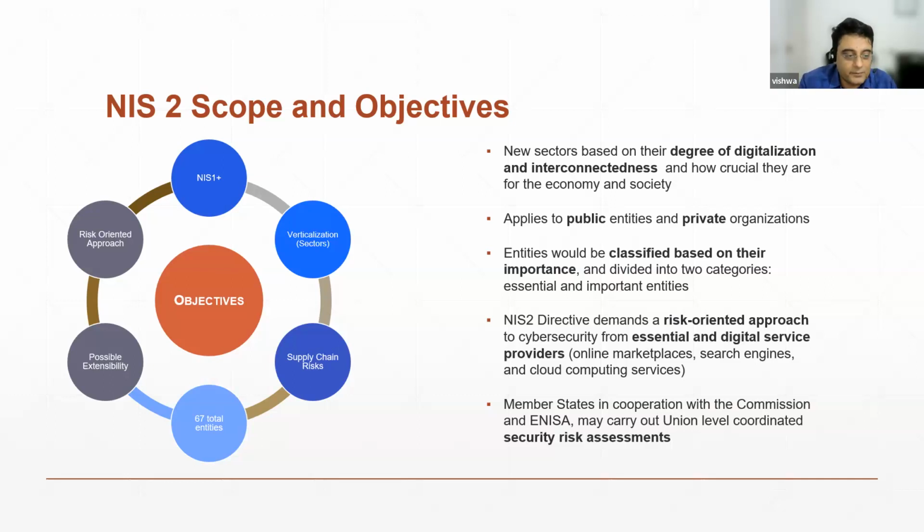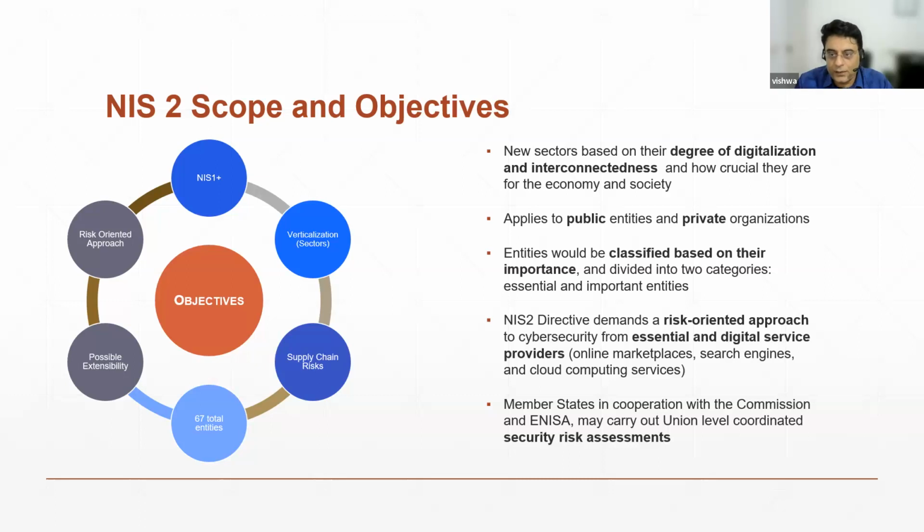Verticalization or sectoral inputs is another one that it has got as an input. Supply chain risks, and these supply chain risks are not necessarily the code supply chain risk that we're talking about. It's more to do with the third-party vendors, the processor-controller kind of relationship. Those risks come into this as well. As I said, it covers around 67 total entities. There is a possible extensibility, the audits, the attestation capability it provides, with ENISA being the agency in the European Union. So there are possible extensible capabilities as well. And at the end of it, I think it has got a risk-oriented approach with which it works out.